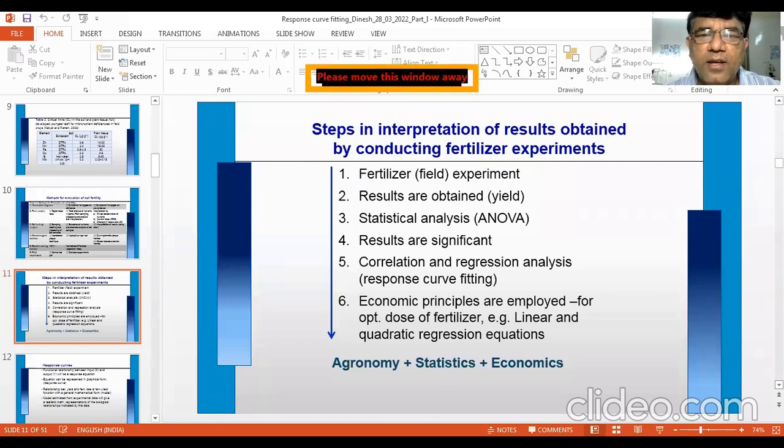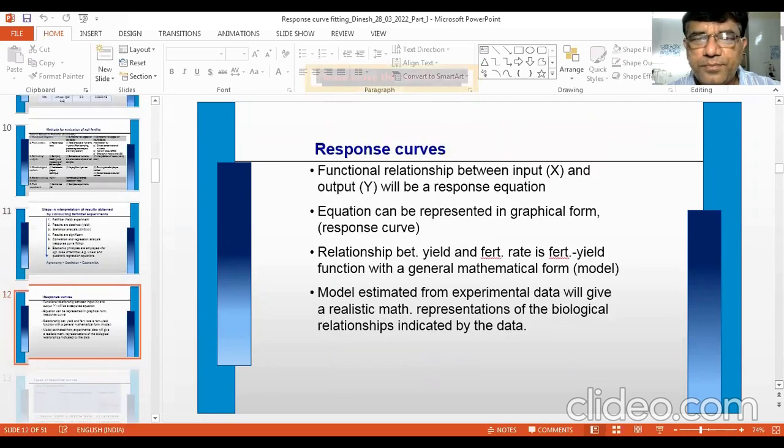That line is developed by regression analysis, correlation and regression analysis, and then you apply some economics into it so that you can get the optimum dose. In case of linear relationship, you cannot decide the optimum dose as the returns are constant.